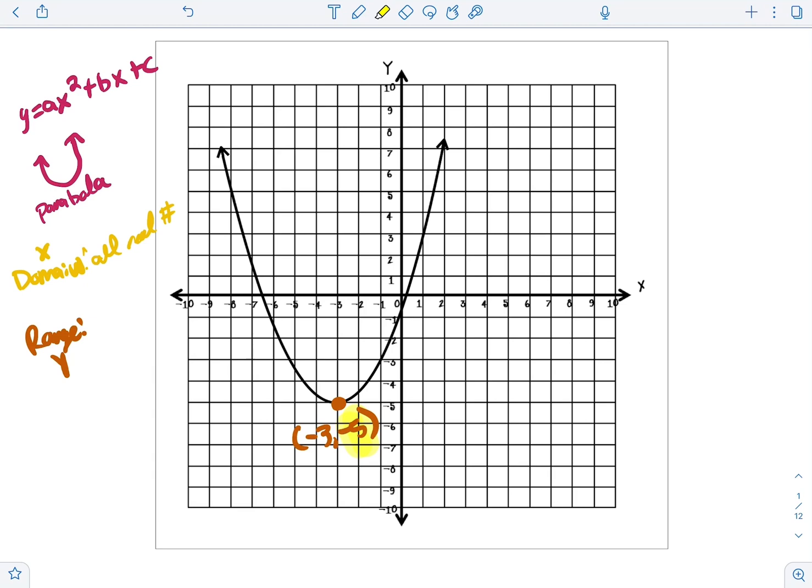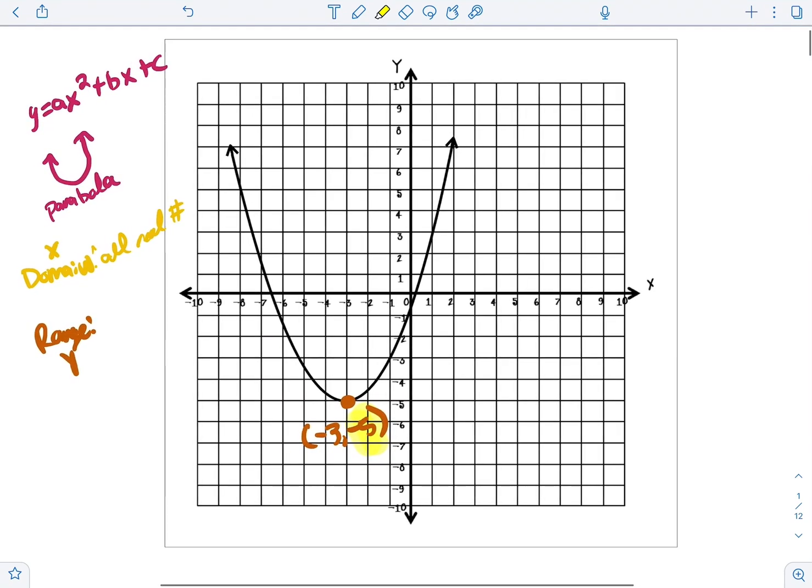All right, so that's our lowest point. So this would be like a minimum. This is what we're going to write. This is a minimum value here. And all other y values are above this -5. Therefore, we say the range is y is greater than or equal to -5. Okay? And it's going to be like this with every quadratic function.